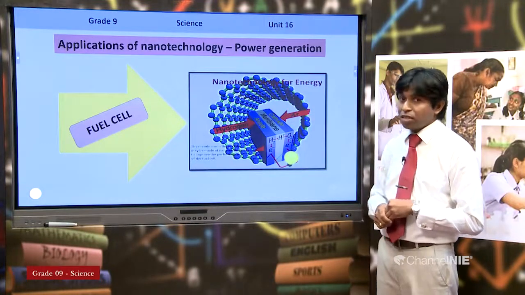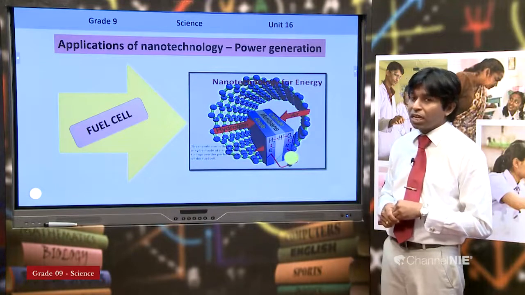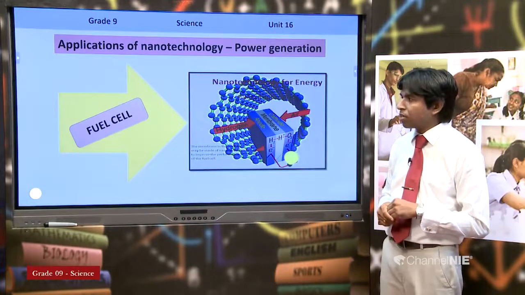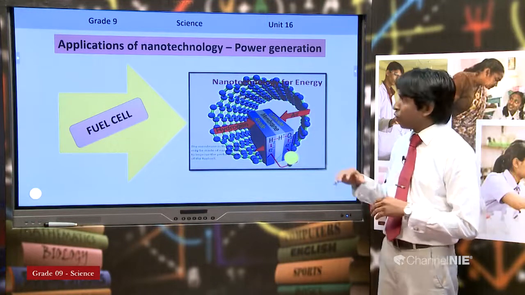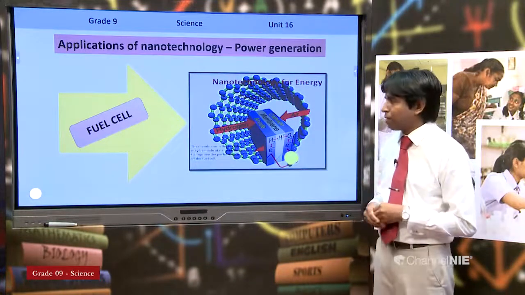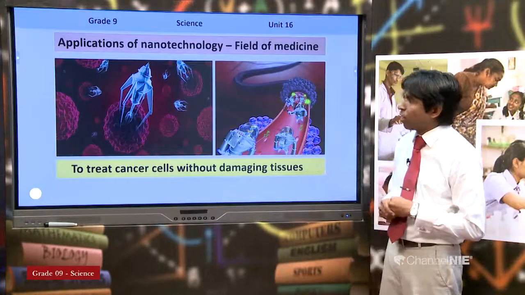Therefore, next generation vehicles we call FC vehicles, fuel cell vehicles. Vehicles run on fuel cells. Therefore, they introduce this nanotechnology to generate power in fuel cells. So, therefore, it is very useful in transport.